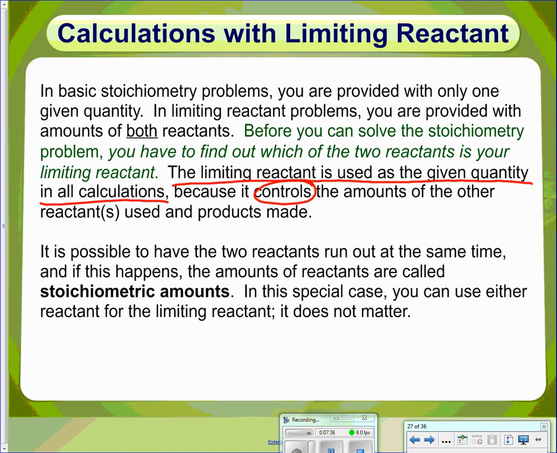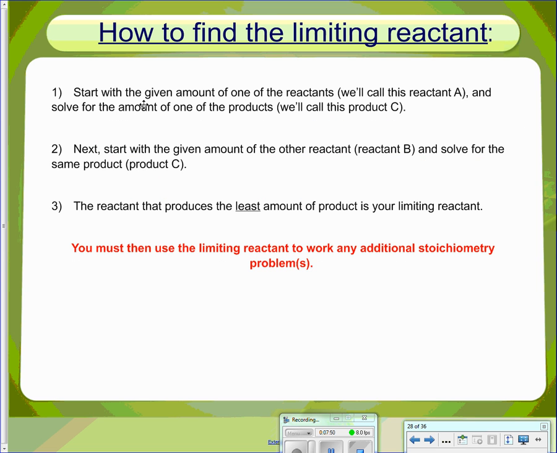It is possible to have two reactants run out at the same time. If this happens, the amounts are called stoichiometric amounts. In this special case, you can use either reactant as your limiting reactant. It does not matter. Okay.